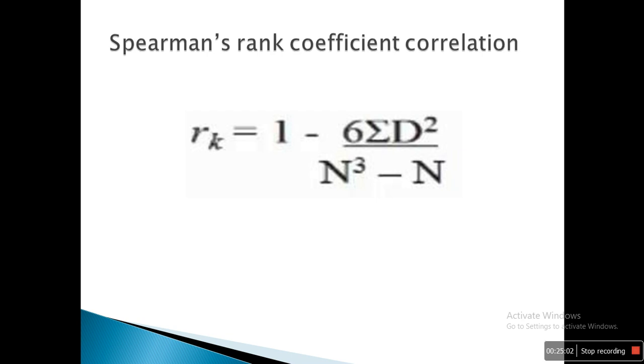Now next we come to Spearman's rank correlation coefficient, where very easily we can find out with a value called D. So we are actually trying to make the formula easy. So now we have come to Spearman's rank correlation coefficient. You can see over here we write R with a small k as a subscript equal to 1 minus 6 sigma d square upon n cube minus n.